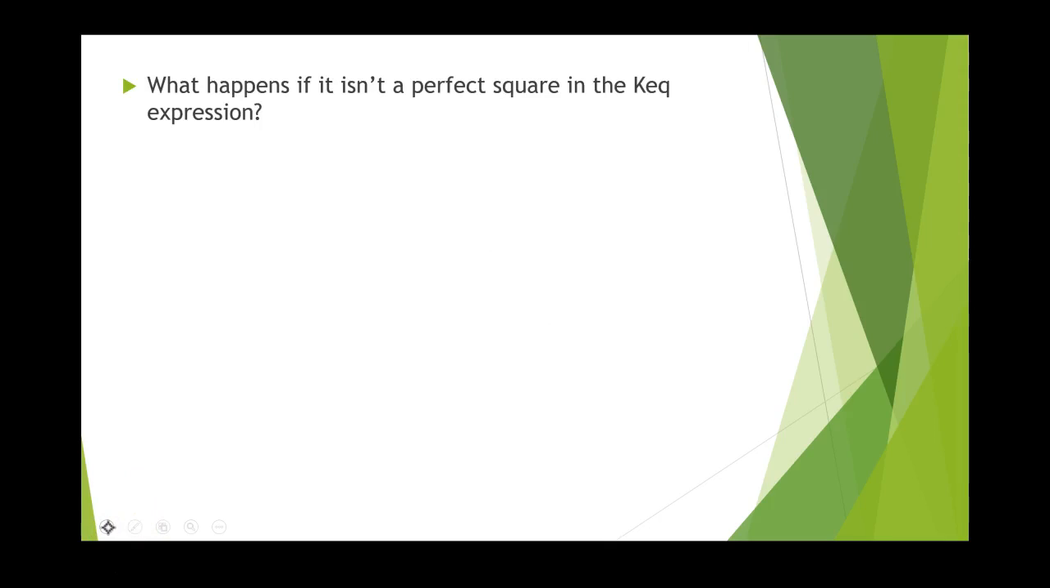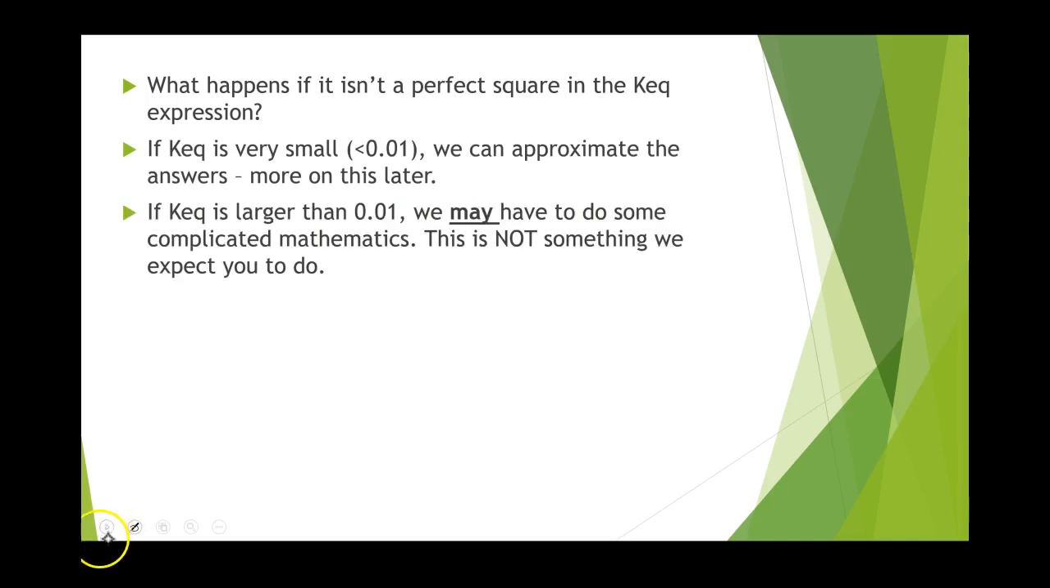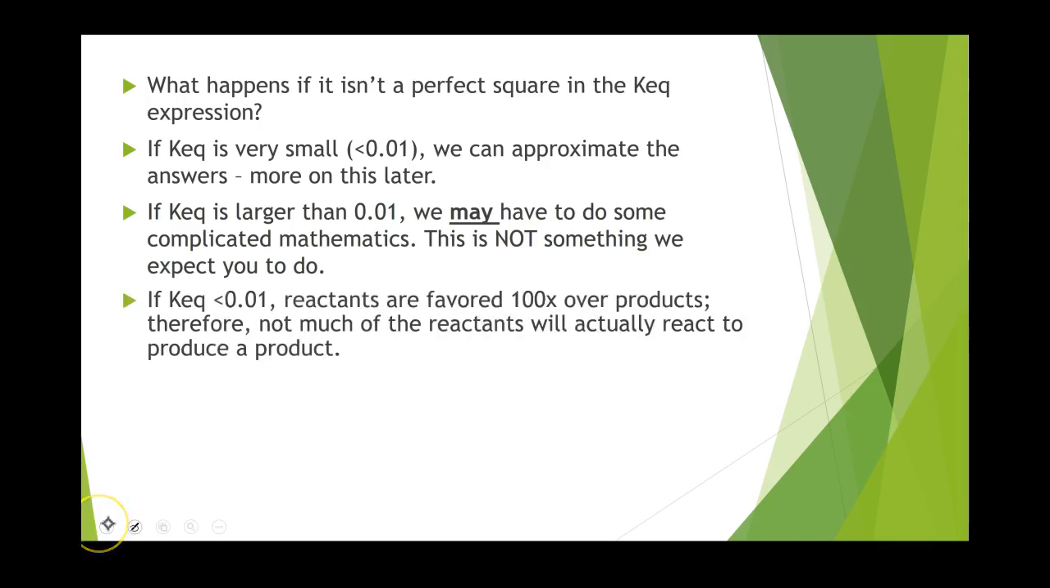What happens if it isn't a perfect square? That's an example I teach my AP students, but I'm not going to worry with you guys. What we have to do is, if the KEQ is very small, we can approximate the answers, and I will show you how to do that in this section. If it's larger than 0.01, we might have to do some complicated math. I don't expect my AP students to do it. I don't expect you guys to.